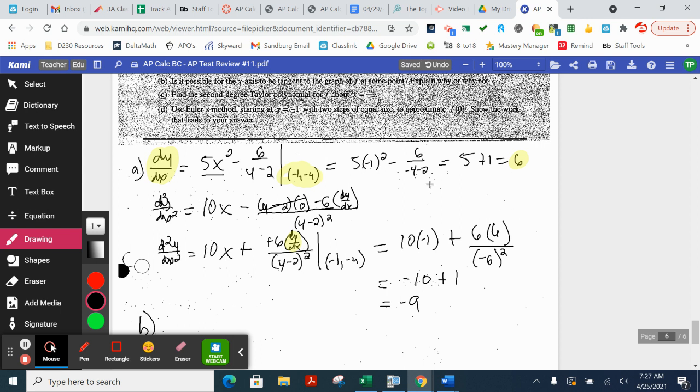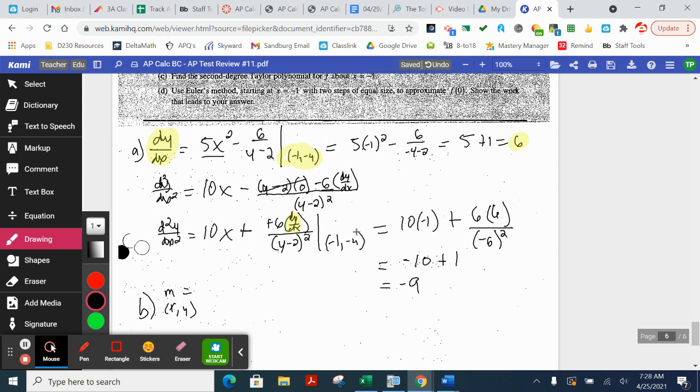There are two things that have to be true if your graph is going to have a tangent line at the x-axis. What we always share is a slope. Remember, we always talk about our slope and then our point. If we are tangent to the x-axis, doesn't the x-axis have a slope of 0? So one thing that must be true is that your slope would have to be 0.